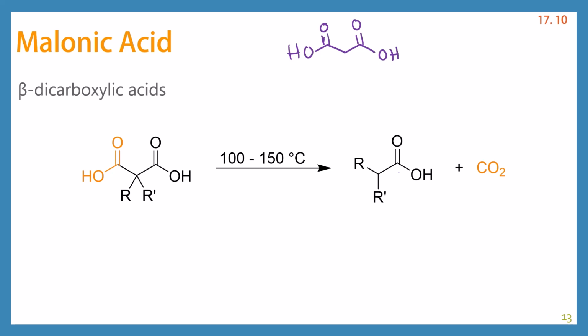So beta dicarboxylic acids, when they are heated up, are going to lose an equivalent of carbon dioxide, and you end up with a carboxylic acid that has the same R groups that we had before. And right now that doesn't seem like anything really interesting, but we're going to see in chapter 18 how this can actually be very useful.